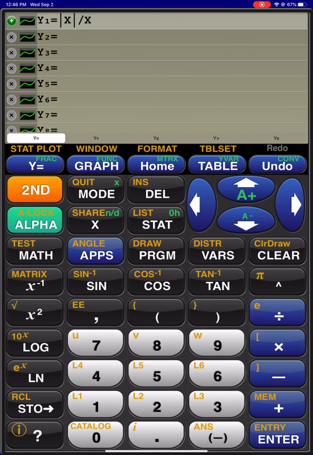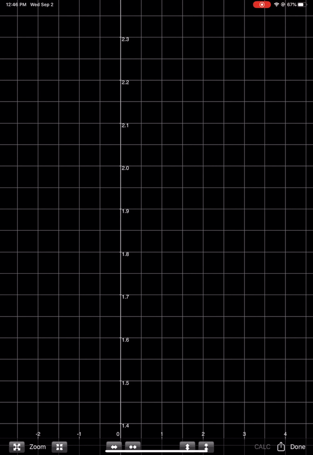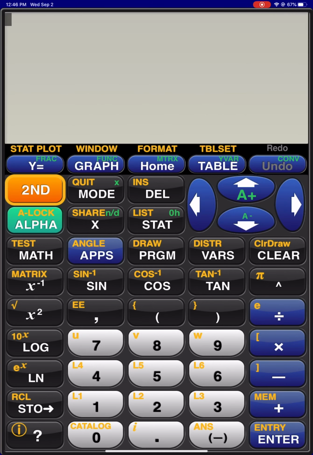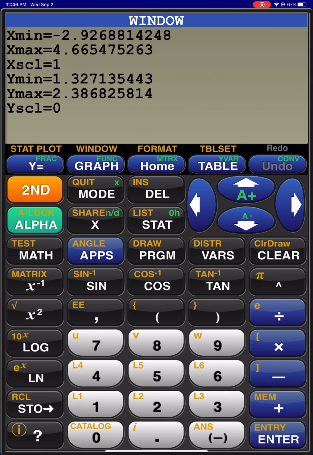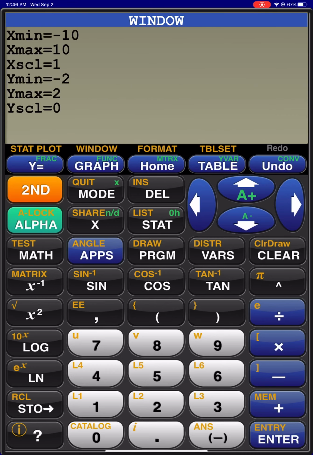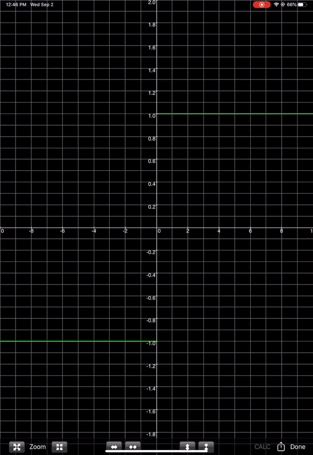And I want to graph this. I want to go back and make sure my window is back to a normal window. I zoomed in a little bit in the last one, so I'm going to reset my window to be -10 to 10. And just because I know what this function is going to look like, I'm not going to set my y-axis to be like -2 to 2, because that's all we really need to see here. So when I graph this, you can see everywhere to the right of the y-axis, this function has a value of 1. And then everywhere to the left of the y-axis, we have a function value of -1.